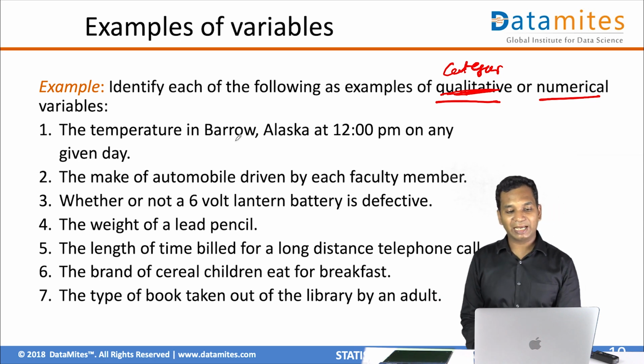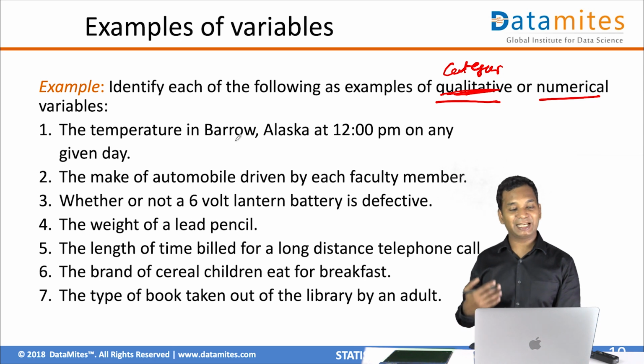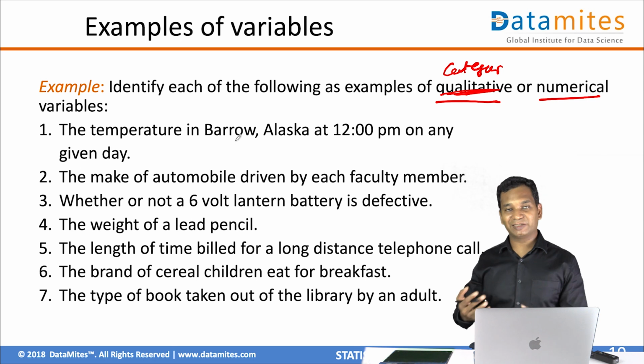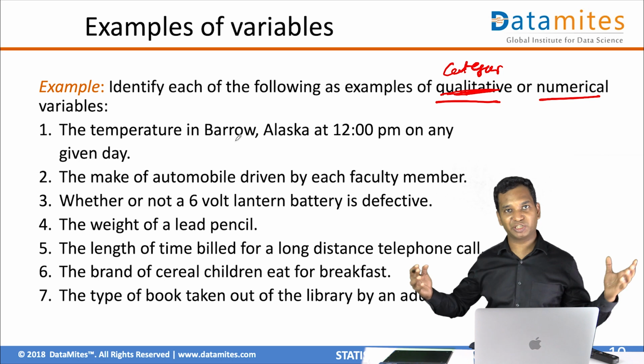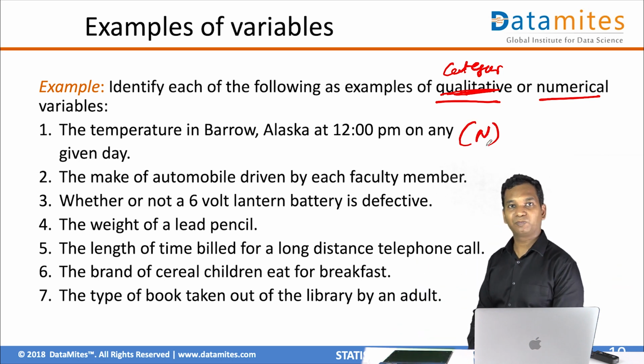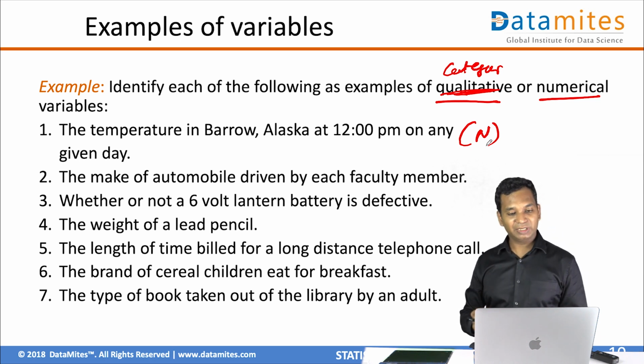So look at the board. Temperature in Barrow, Alaska at 12 p.m. on any given day. That's the first question. Is it categorical or numerical? When you say temperature, how much is the temperature? It's talking about temperature as a measure. It's a quantity. It is numerical data. The second question is the make of automobile driven by each faculty member.